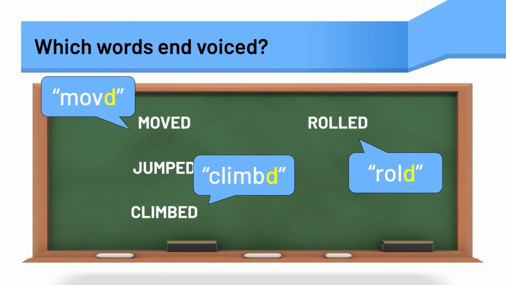Let's make sure of our answers. First, we'll use the present tense form of the verb for each: move, climb, and roll. We'll take each word, one at a time, and check if they have the voiced ending sound.